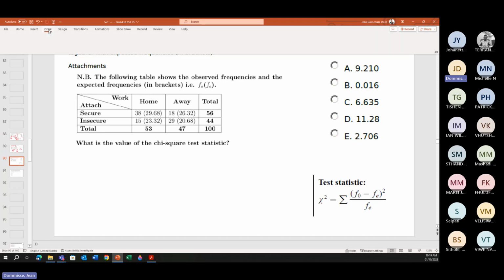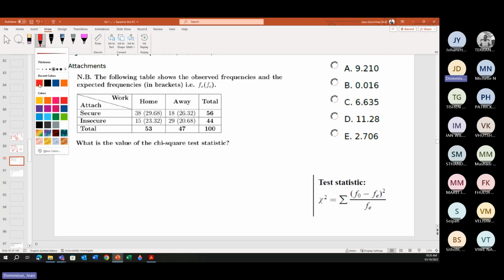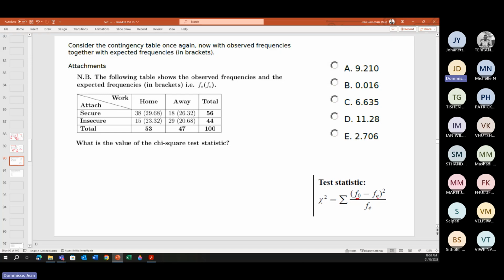So we will need to say my observed minus expected. So observed is 38, minus the expected of 29.68. That's squared and then divided by the expected again, so 29.68. And this we now need to do for all 4.